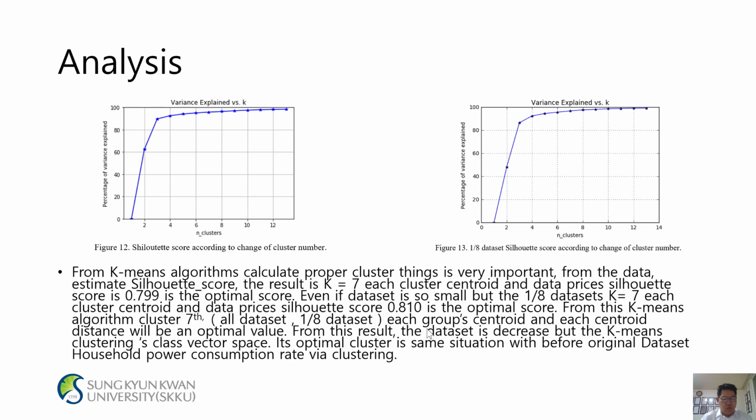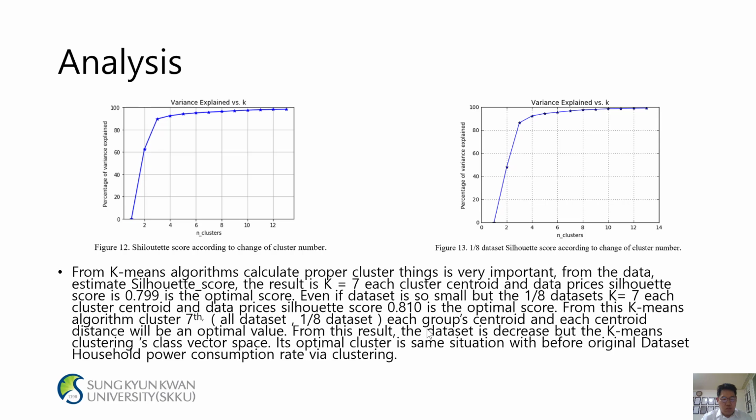Analysis. In K-means algorithms, calculating the proof of clusters is very important. From this data, the estimated silhouette score result is k equals 7. Each cluster centroid and the data's silhouette score is 0.799, which is the optimal score. Even if the dataset is so small, with the A per 1 dataset, k equals 7, each cluster centroid and the data's silhouette score is 0.810, which is the optimal score.